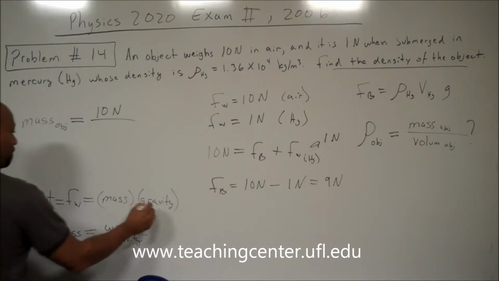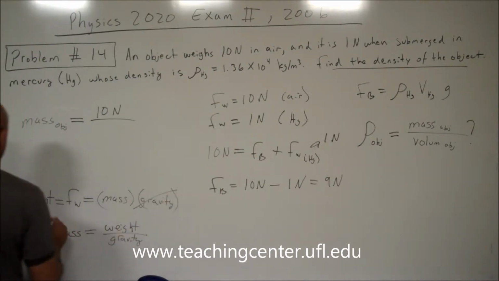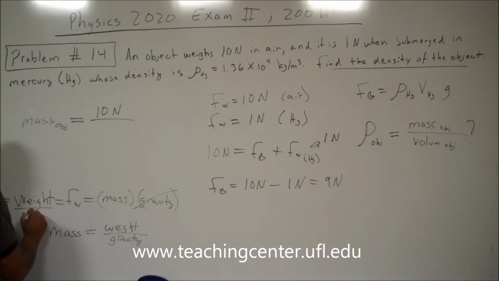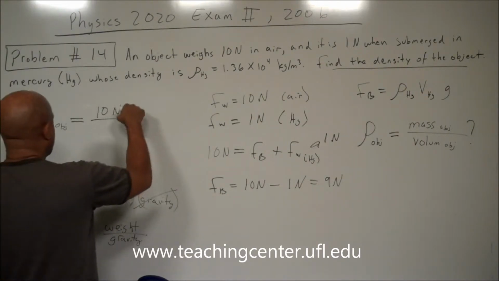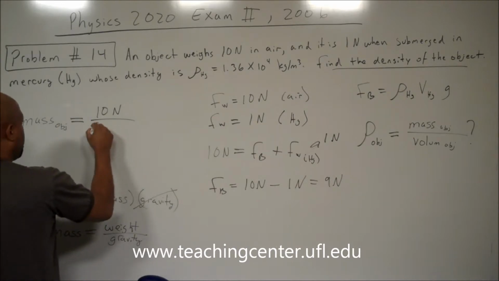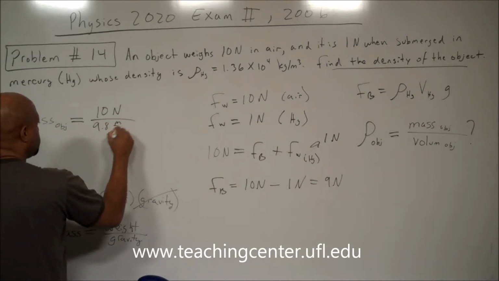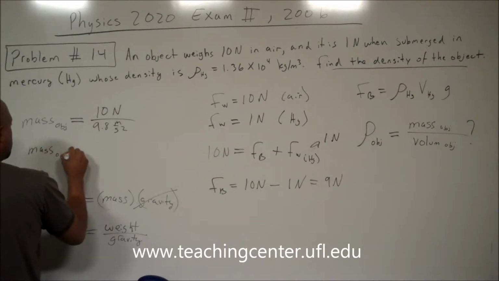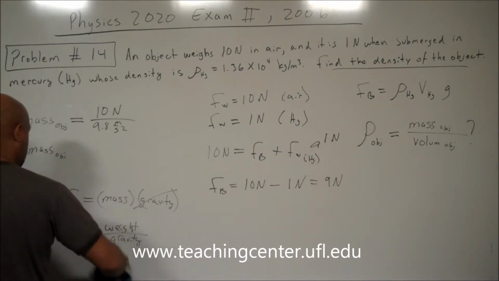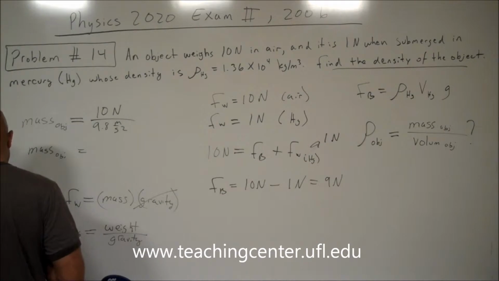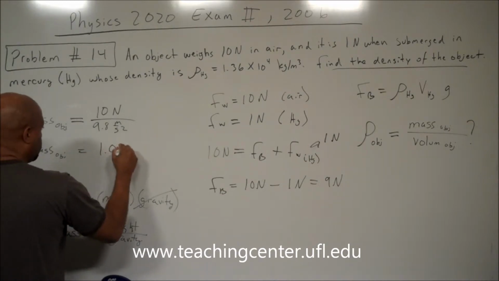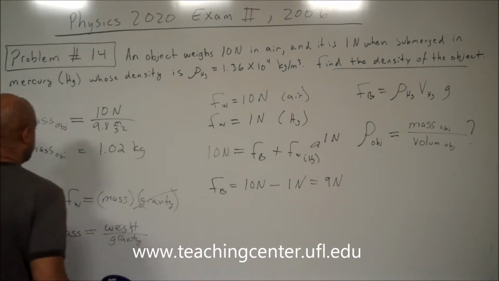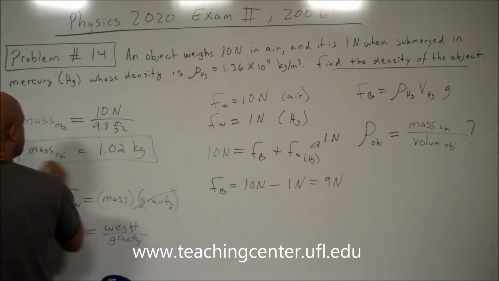Okay? So we divide both sides by gravity, and we get the mass. So we know that the weight is 10 newtons, and we know gravity is 9.8 meters per second squared. So the mass of the object is equal to 1.02 kilograms.